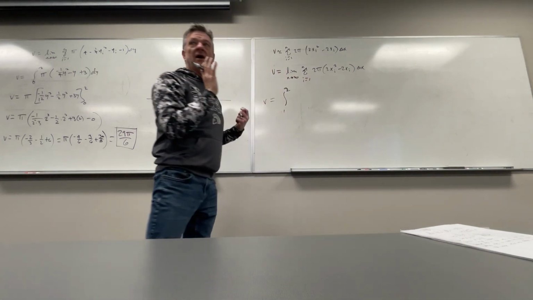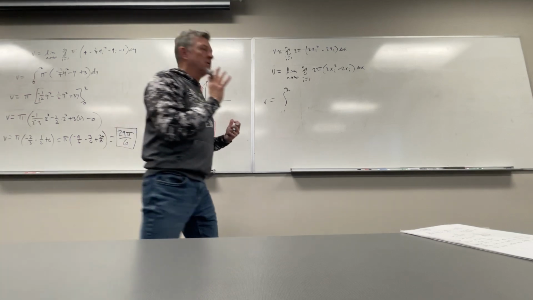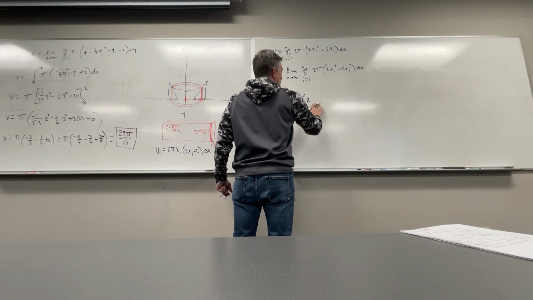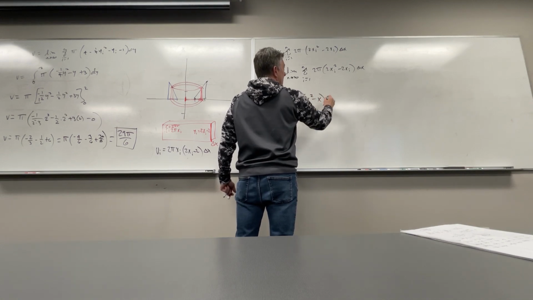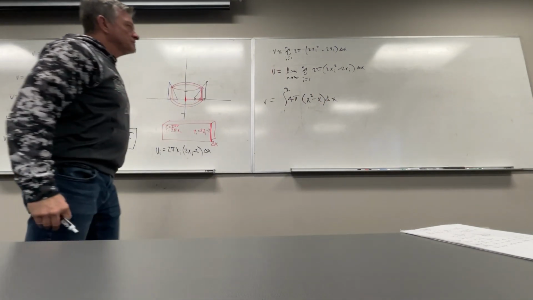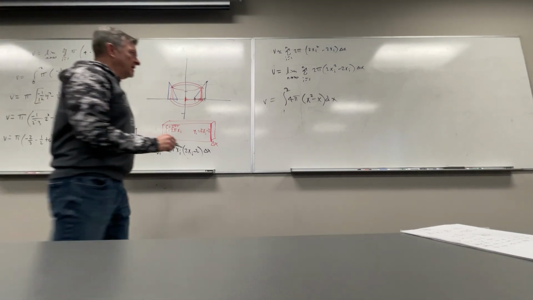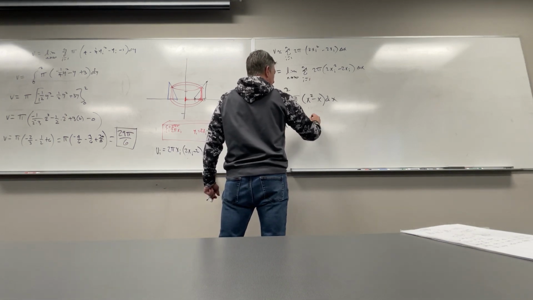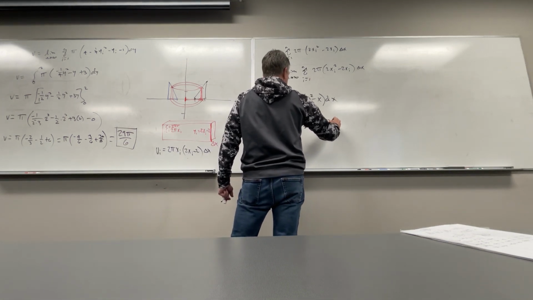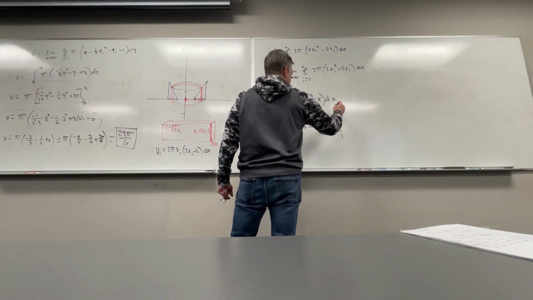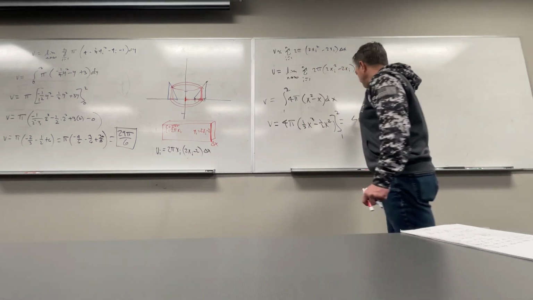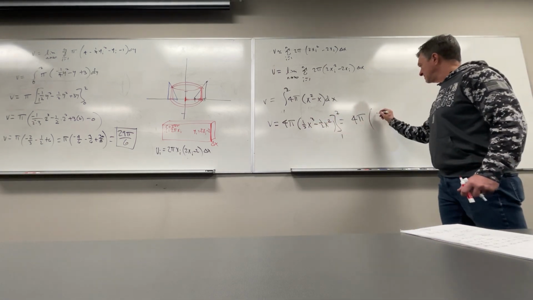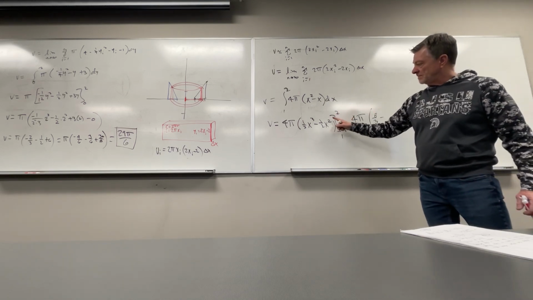I could take a 2 out of there, couldn't I? I have 4 pi on the outside, 4 pi integral of x squared minus x dx. And then I can integrate, so I have 4 pi times 1/3 x cubed minus 1/2 x squared, evaluated from 1 to 2. So I have 4 pi times, all right, that's gonna be 8/3 minus 2.